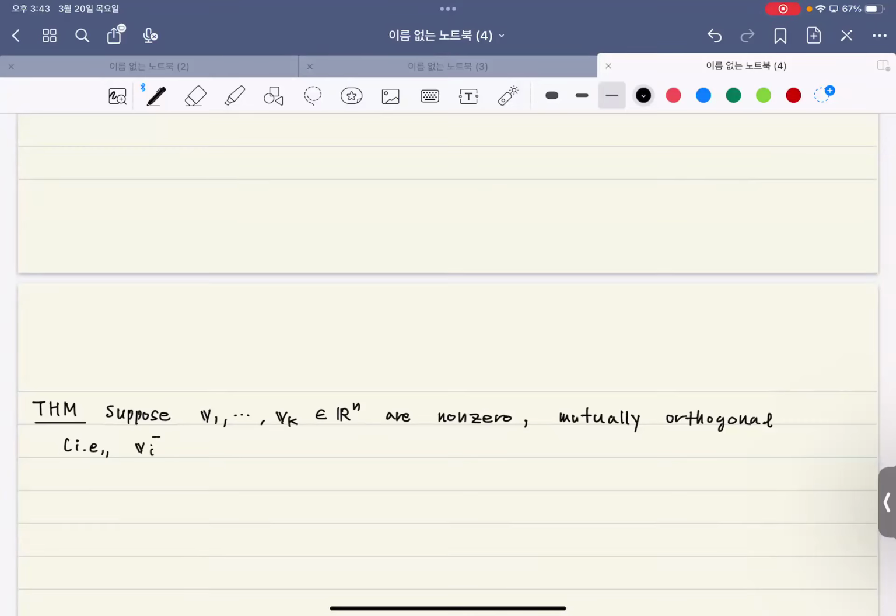Minus sine and cosine. And these are all length 1 and they are orthogonal to each other. So this is also an orthonormal basis for R2. Okay, easy.